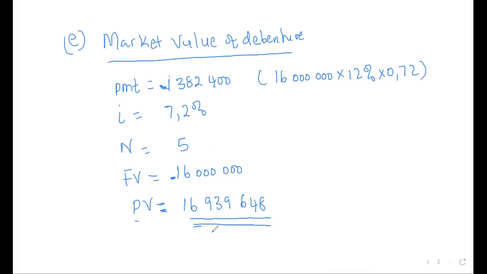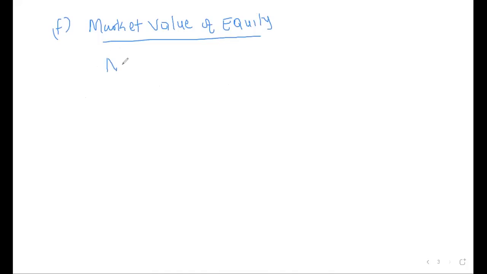So let's do the last one, that is the market value of equity. Let's do the last calculation, that is going to be the market value of equity. Market value of equity is number of shares times market value of share. Right. So that's the formula that you use when you want to do the market value of equity.